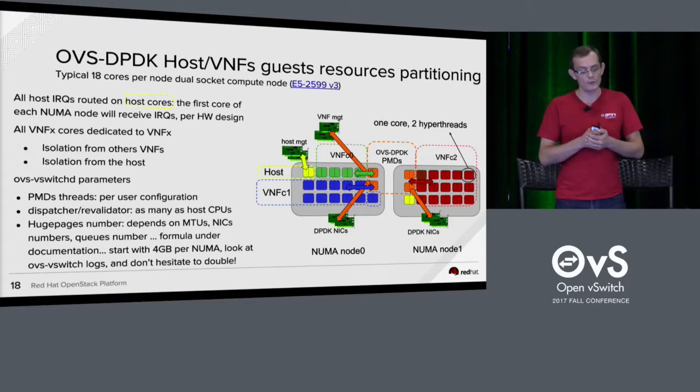In terms of the number of huge pages to configure for OVS-DPDK, there is a kind of complicated and documented formula depending on the queue size, how many NICs and everything. But basically what we do is we start with 4 gig per NUMA socket, and if it's not enough, we double, and most of the time that's fine with 4.